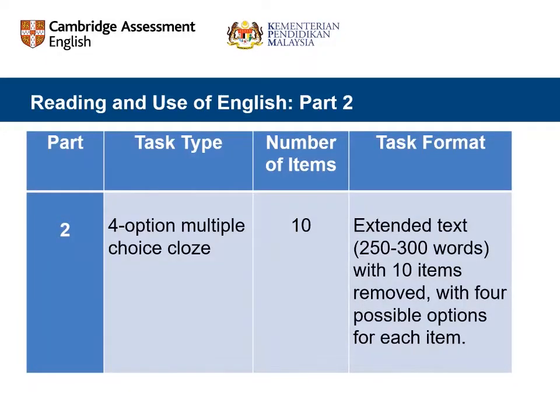Part 2 of the Reading and Use of English paper consists of a multiple-choice closed text with 10 gaps. Each gap has a 4-option multiple-choice item. The text is around 250 to 300 words in total.